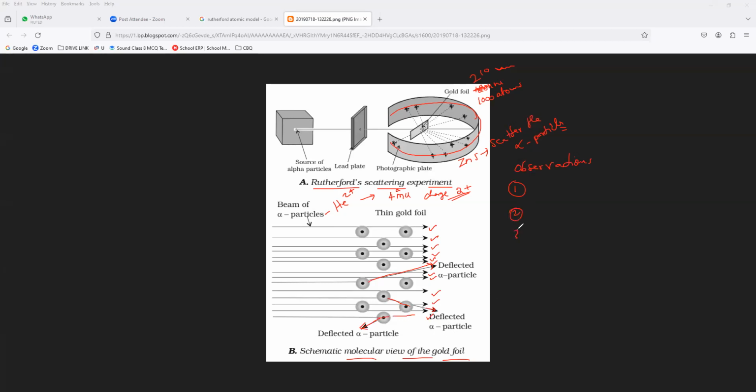And the third point: out of 12,000 alpha particles, 1 is taking what? Rebound. It is rebounding. Here in this figure it is not mentioned, so let me mention it. So 1 out of 12,000 is rebounded. What do you mean by rebounded? It just turned back in the same direction.